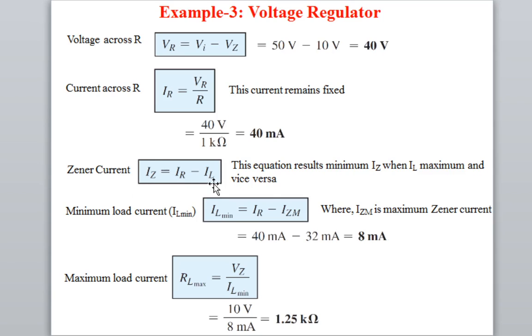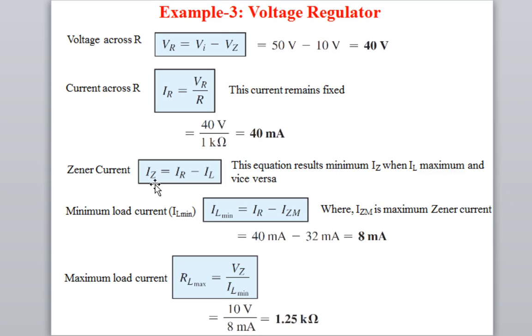And remember, this equation results in minimum zener current when IL is maximum. When IL is maximum, IZ is minimum. When IL is minimum, IZ is maximum. So this condition is satisfying.